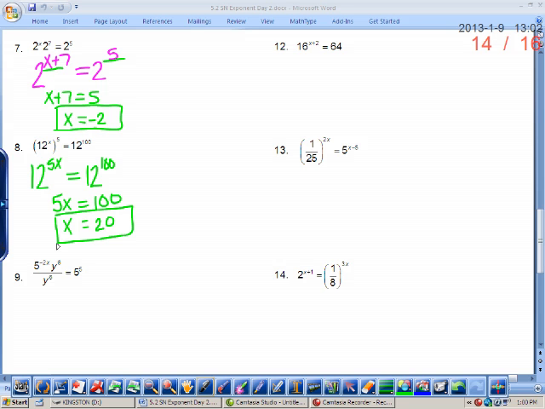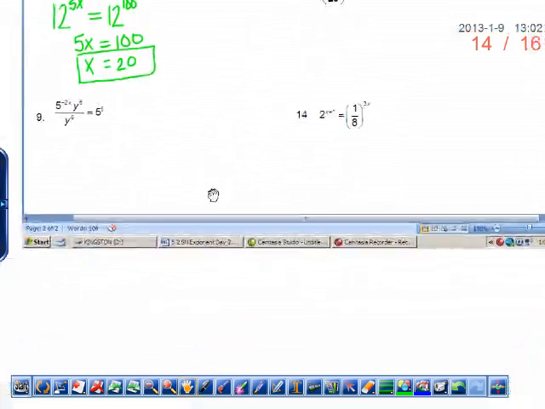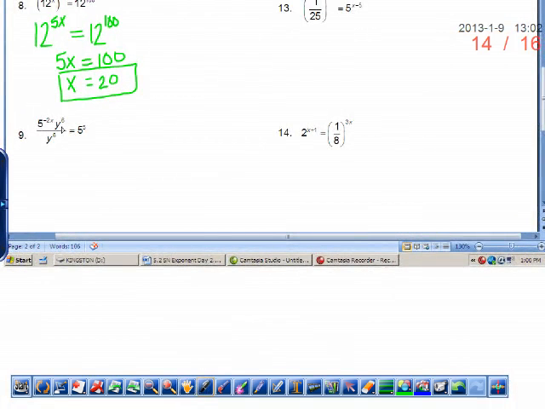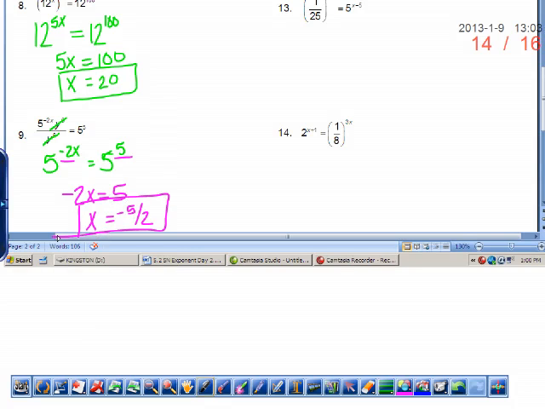What do you think we could do first on number 9? Yeah, the y to the 6's can cancel. So I have 5 to the negative 2x equals 5 to the 5th. So what can I do here? Good. My exponents must be equal, so negative 2x equals 5. So x equals negative 5/2. You okay on that one? Okay.